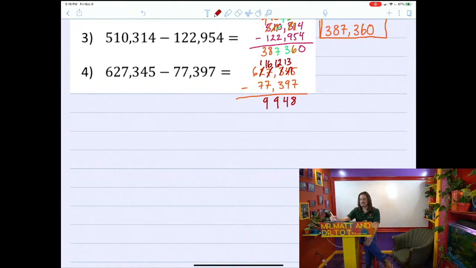1 minus 7 I can't do, so again I need to borrow from the 6, turning it into a 5, making the 1 an 11. 11 minus 7 is 4. And then this 5 is unaffected by anything else, so it just carries down. And so your final answer here will be 549,948.